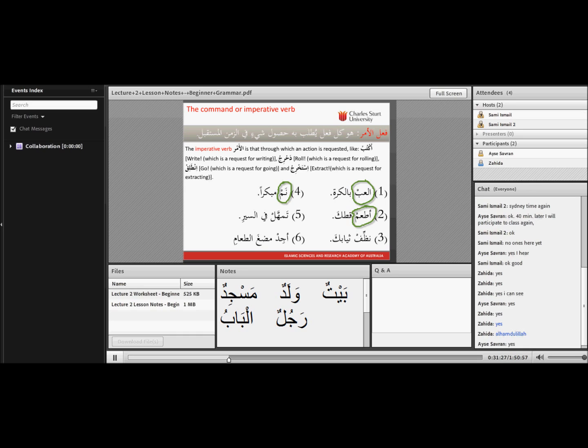Looking at this example, Nadhif is a command to clean your clothes. So Nadhif diyadaka, clean or wash your clothes. Once again, it ends with a sukun. So this is the whole idea of a fi'al amr or a command tense verb. Inshallah, let's move on to the next slide.